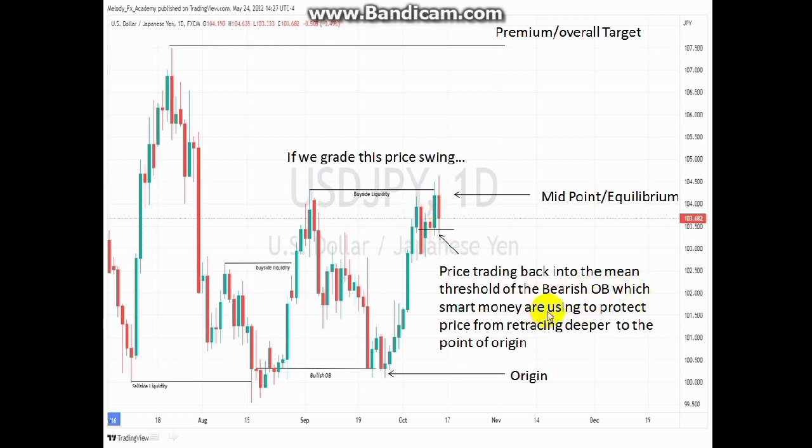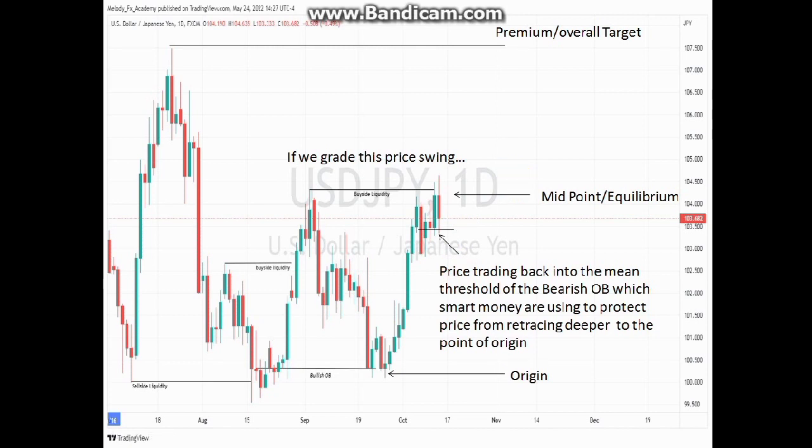So now, which candles are smart money using to protect price from retracing deeper to the point of origin? I don't know if I've made mention of this earlier. When we have an order flow that is bullish, each down candle is going to protect price. They are going to act as support to price as it expands higher. Each down candle is going to act as a form of support in a bullish trend, while in a bearish trend, the up close candles are going to act as resistance to price. They are going to act as order blocks.